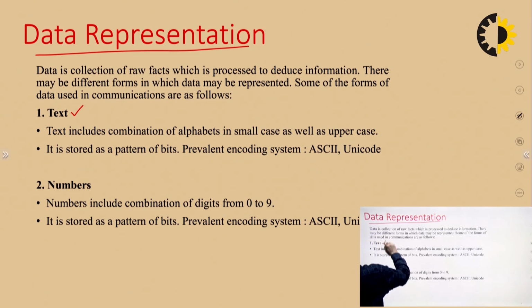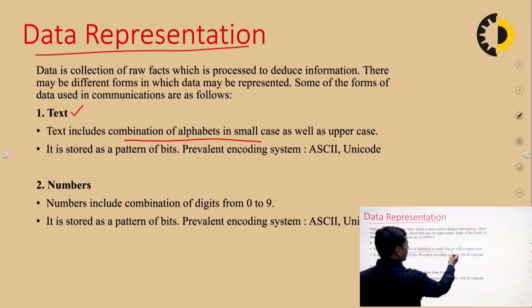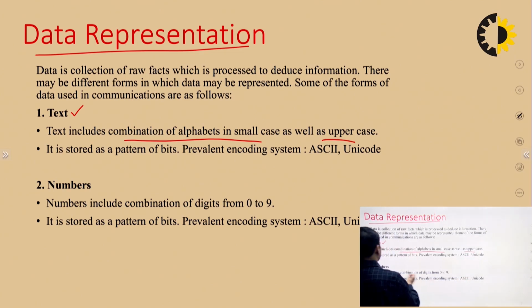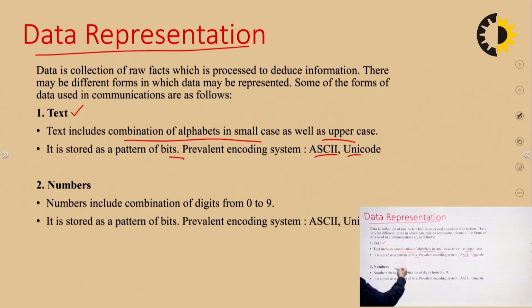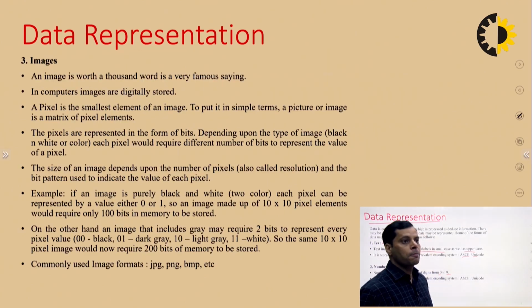The first one is text. Text includes the combination of alphabets in small cases and upper cases. It is stored as a pattern of bits, using prevalent encoding systems like ASCII or Unicode. It may be text in the form of alphabets, or numbers. This can include the digits from 0 to 9.